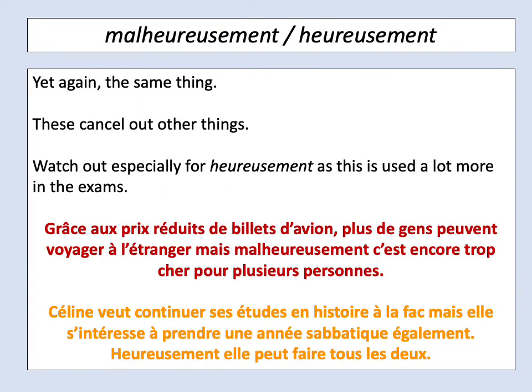Next up, same thing here, cancelling out other stuff. However, what I want you to listen out for and watch for, and this has come from Miss Siddle, so thanks to Miss Siddle for this, because she spotted this in a foundation question that she'd done with her class. The malheureusement is really obvious. It's a long word. If it's in the listening, it really stands out. But what Miss Siddle noticed is that they are using heureusement a lot more than malheureusement.